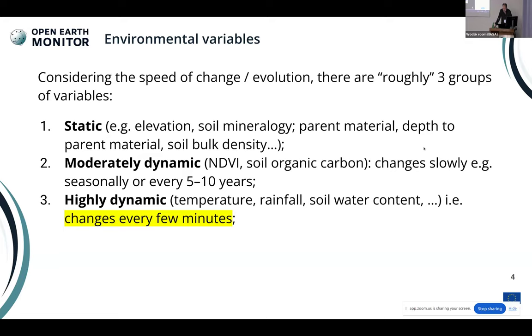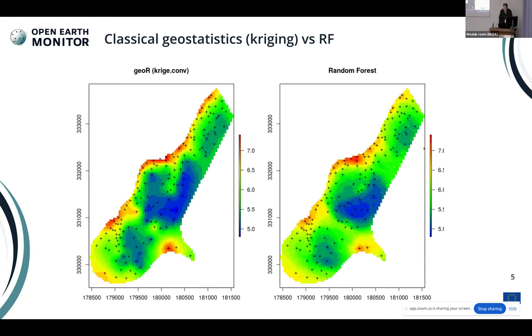Then you have something which changes moderately, for example NDVI, soil organic carbon. It changes on a scale of 5 years, 10 years. And then you have variables which are highly dynamic. It means they change every 10 centimeters. Soil moisture, temperature. All of meteorology is quite dynamic. And so you really need to measure it basically every minute.